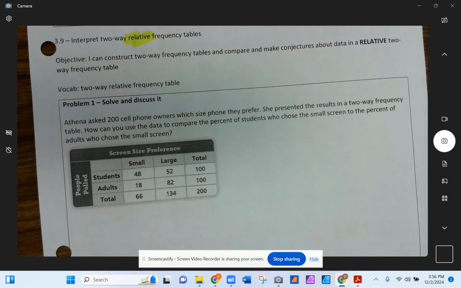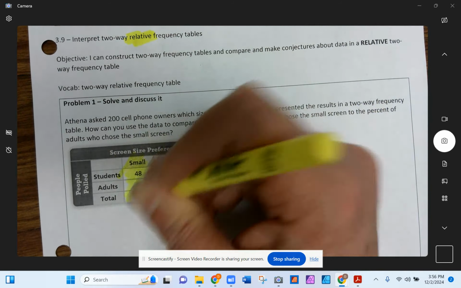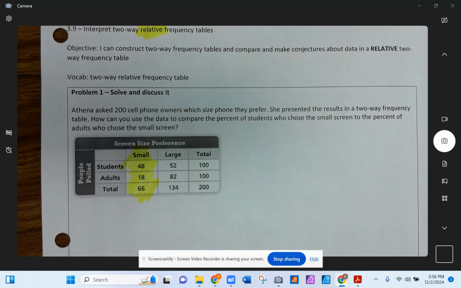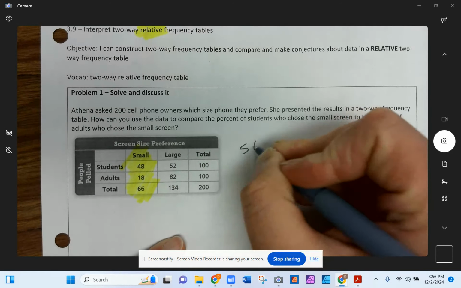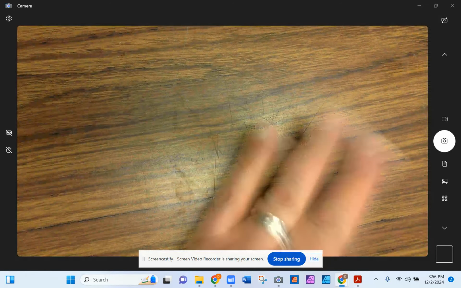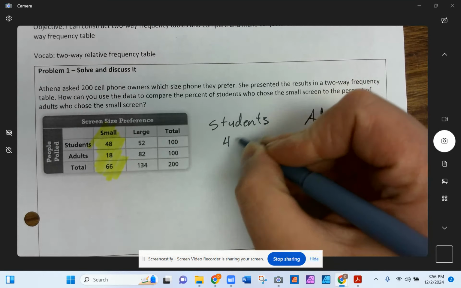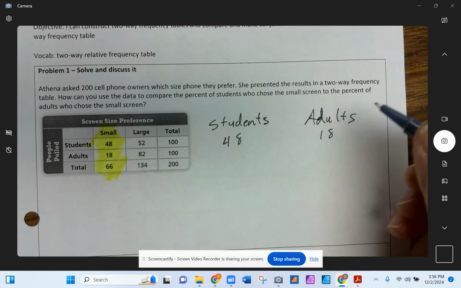She presented the results in a two-way frequency table. How can you use the data to compare the percent of students who use the small screen to the percent of adults who chose the small screen? Right. So what we're doing here is comparing the small screen, so we're just going to look at this column. If we talk about students versus adults, we got 48 students who prefer the small screen versus 18 adults.